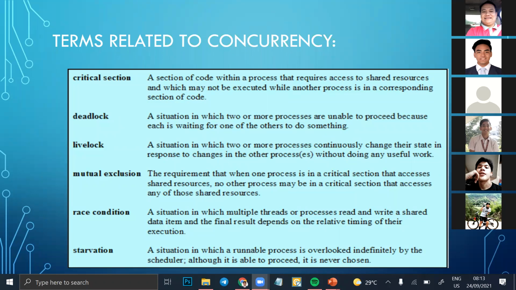So race condition, as we mentioned earlier, is a hazard or a bug, a situation in which multiple threads or processes read and write shared data, and the final result depends on the relative timing of their execution. And the last one is starvation, a situation in which a runnable process is overlooked indefinitely by the scheduler. Although it is able to proceed, it is never chosen.